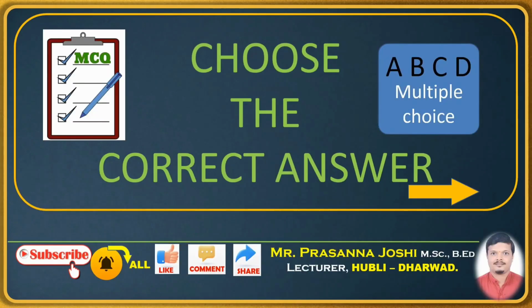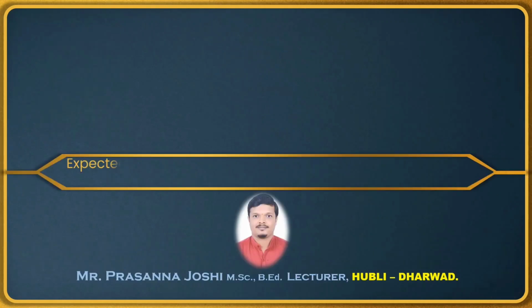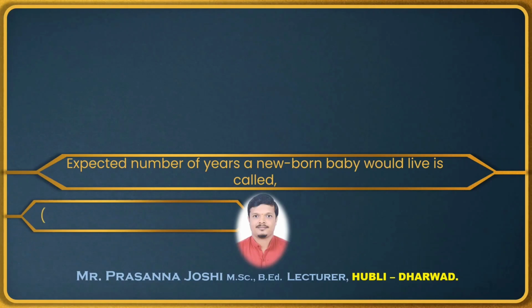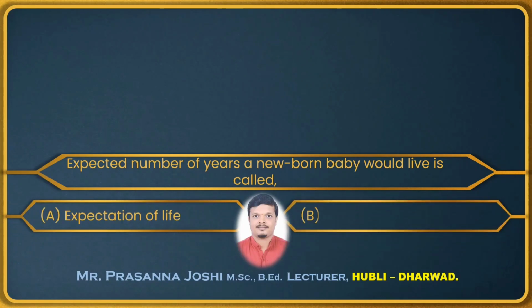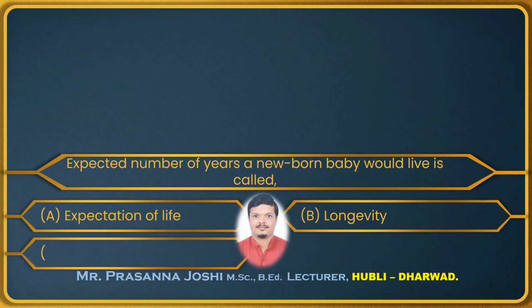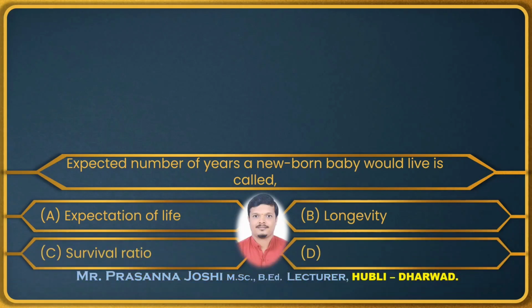Let's start with the first main, that is choose the correct answers, what we usually call multiple choice questions. In that the first question goes like this: expected number of years a newborn baby would live is called as, first option expectation of life, second option longevity, third option survival ratio, and the last option is mortality ratio.